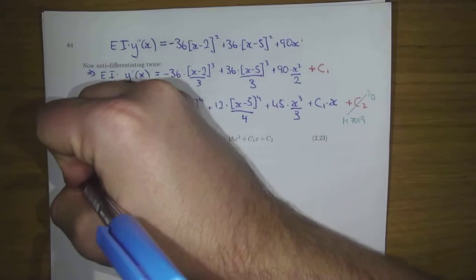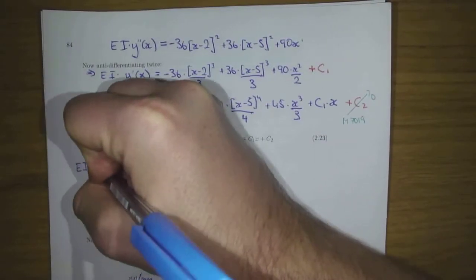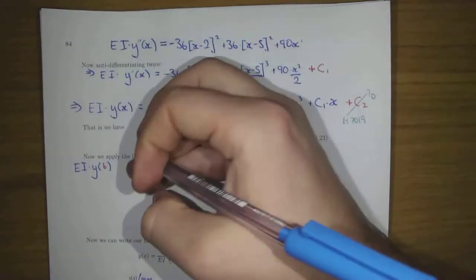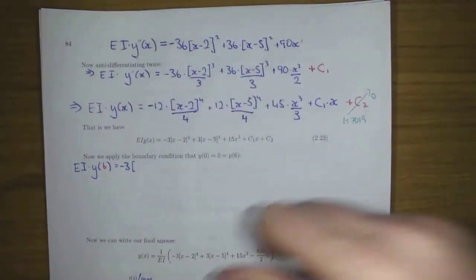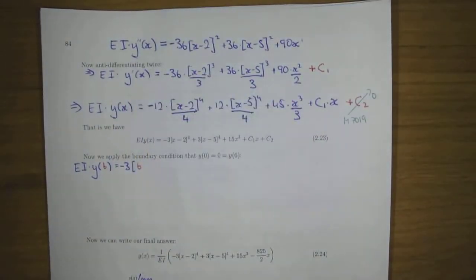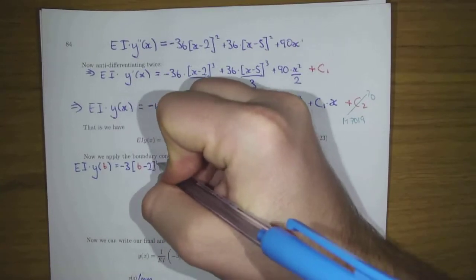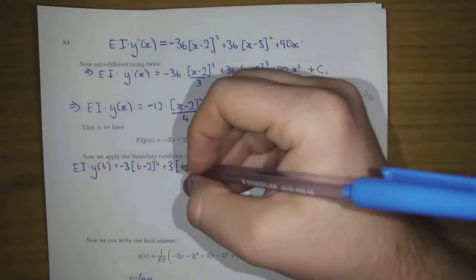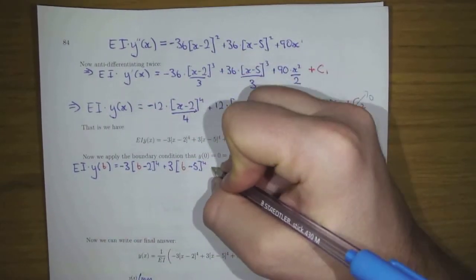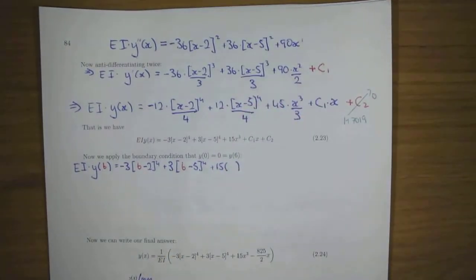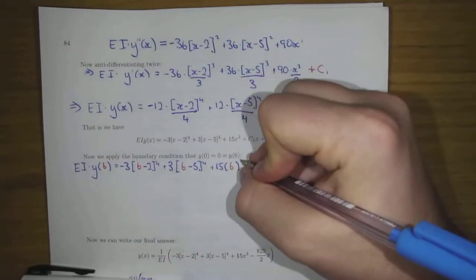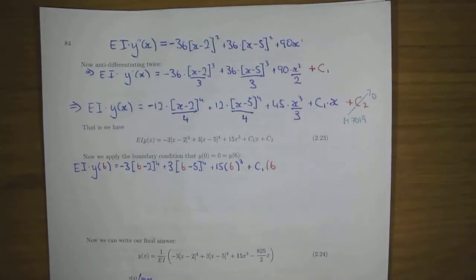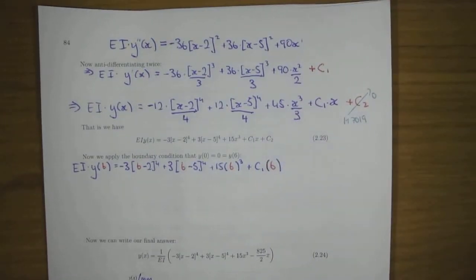So off we go. EI times the deflection at x equal to 6 equals minus 3 [6 minus 2]^4 plus 3 [6 minus 5]^4 plus 15 times 6 cubed plus C1, which is what we're looking for now, times x, which is 6. And sure, C2 is equal to 0. There's no point writing that down.